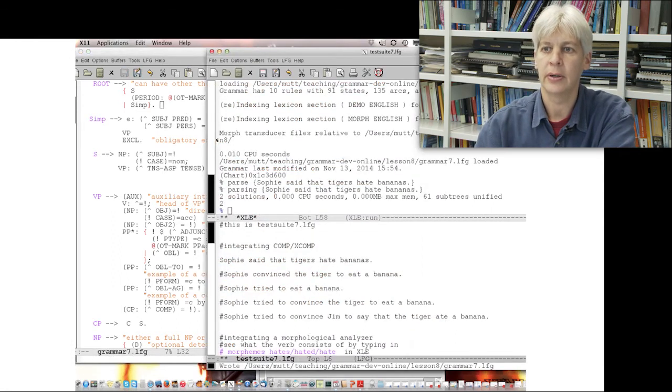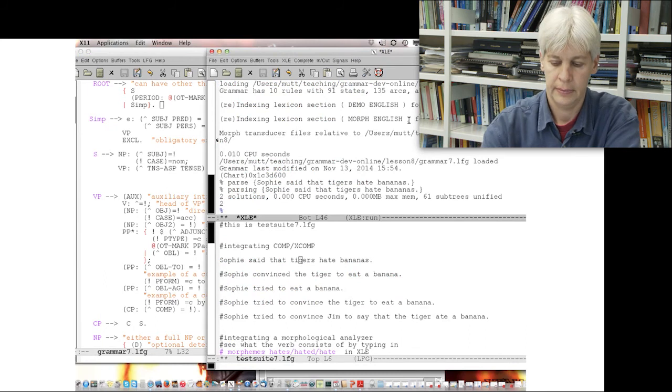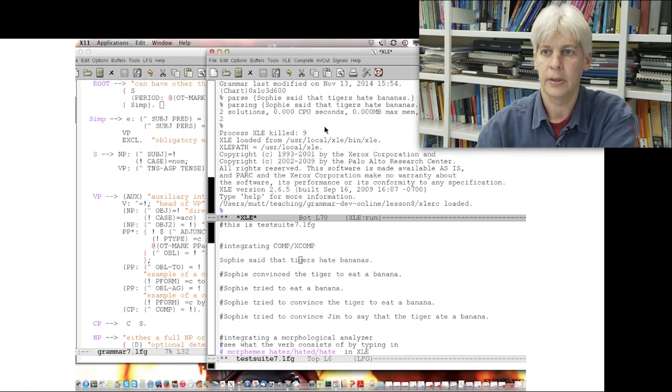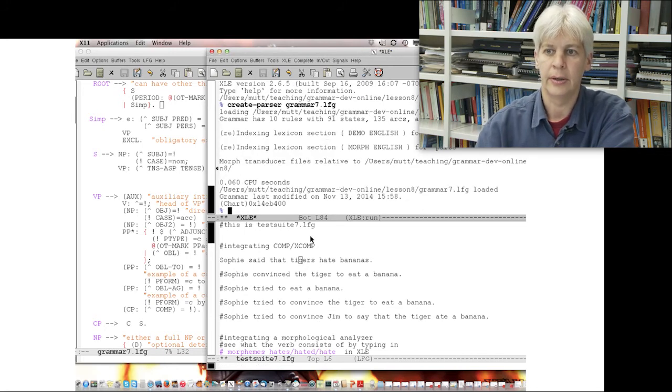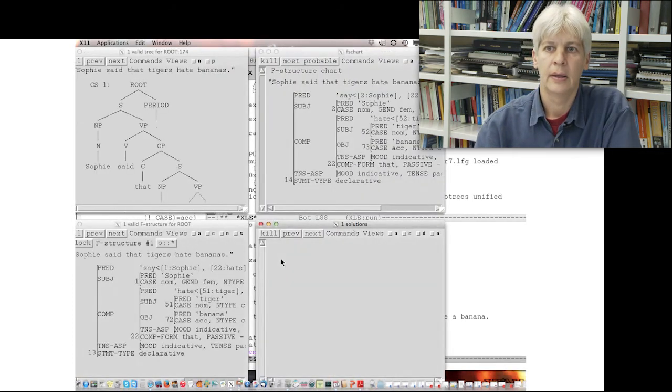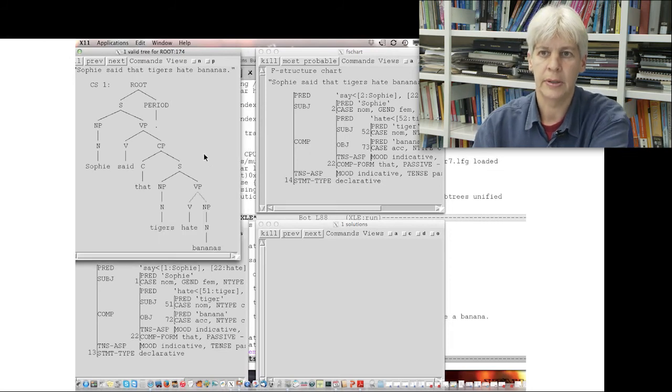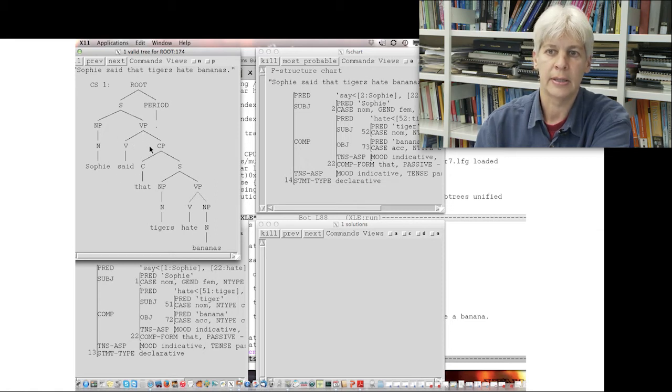So let's reload our grammar. Create parser. No errors, that's good. And try parsing the sentence again. And now we have exactly 1 tree and the period coming just at the very top here. So Sophie said that the tigers hate bananas. Okay, Sophie NP, followed by a VP, the V is here, the main verb is here, embeds a CP, that is the complementizer, and then we have another S, that tigers hate bananas.